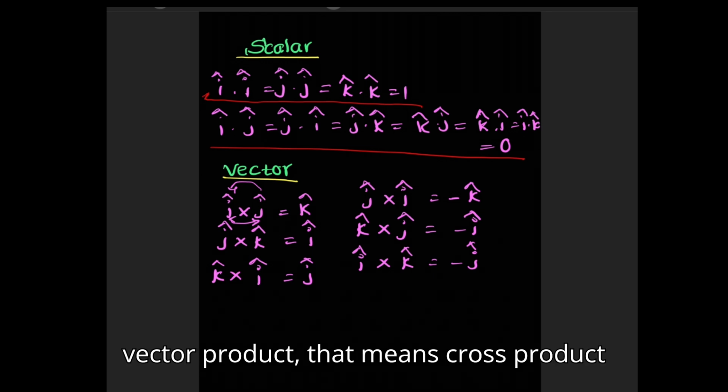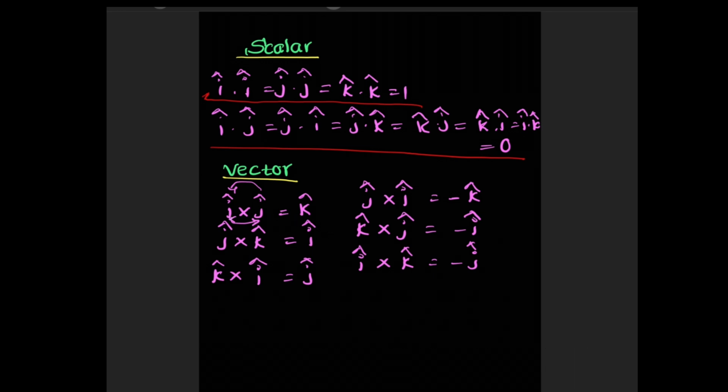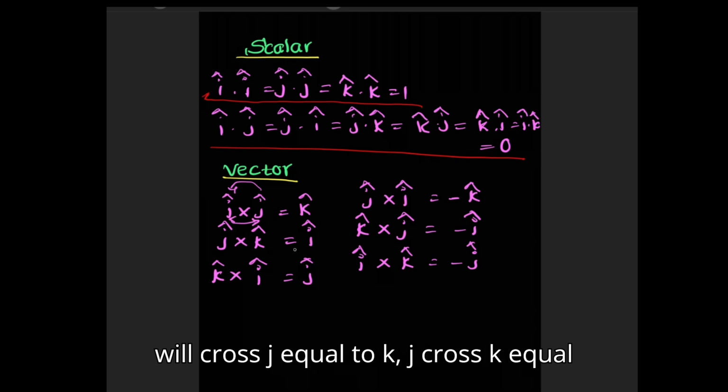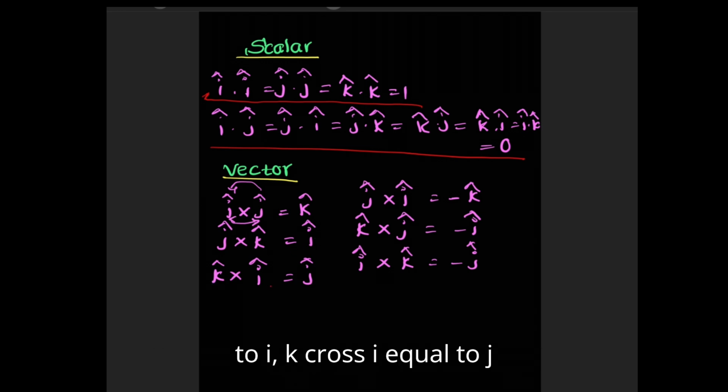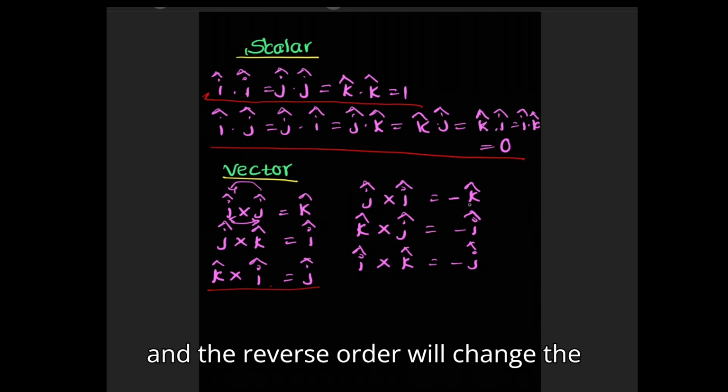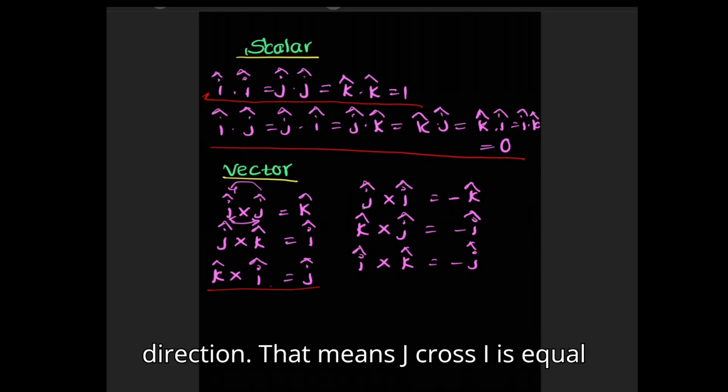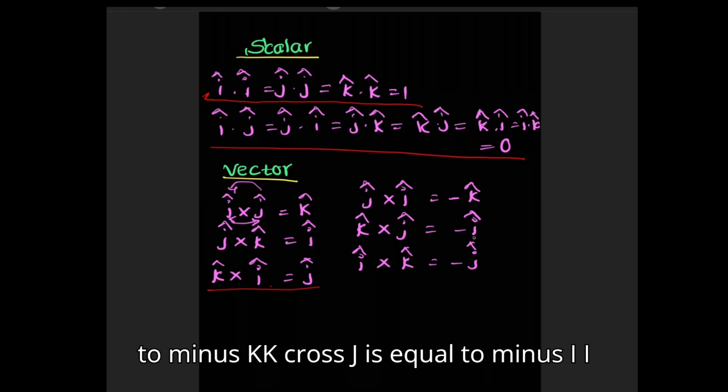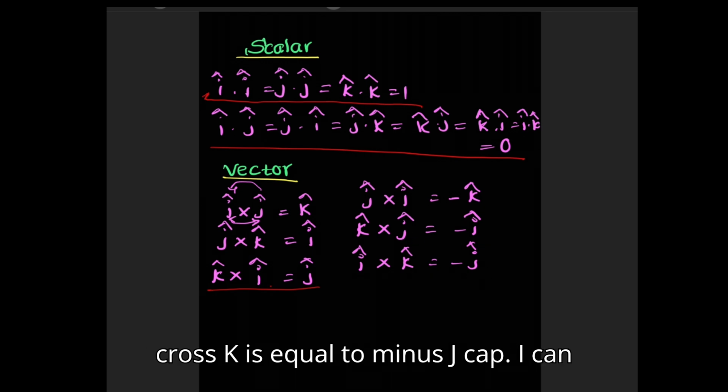For vector product, that means cross product, i cross j equal to k, j cross k equal to i, k cross i equal to j, and the reverse order will change the direction. That means j cross i is equal to minus k, k cross j is equal to minus i, i cross k is equal to minus j cap.